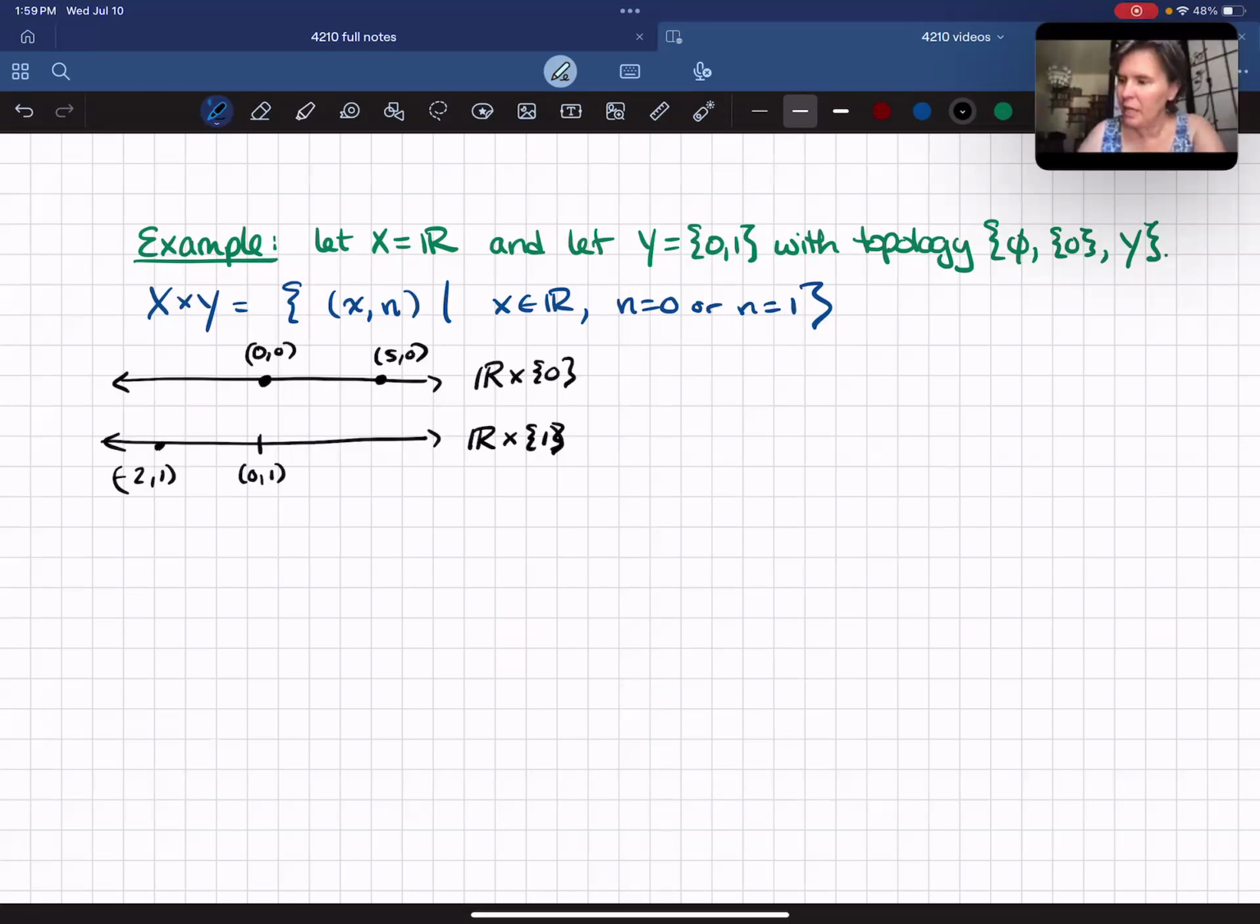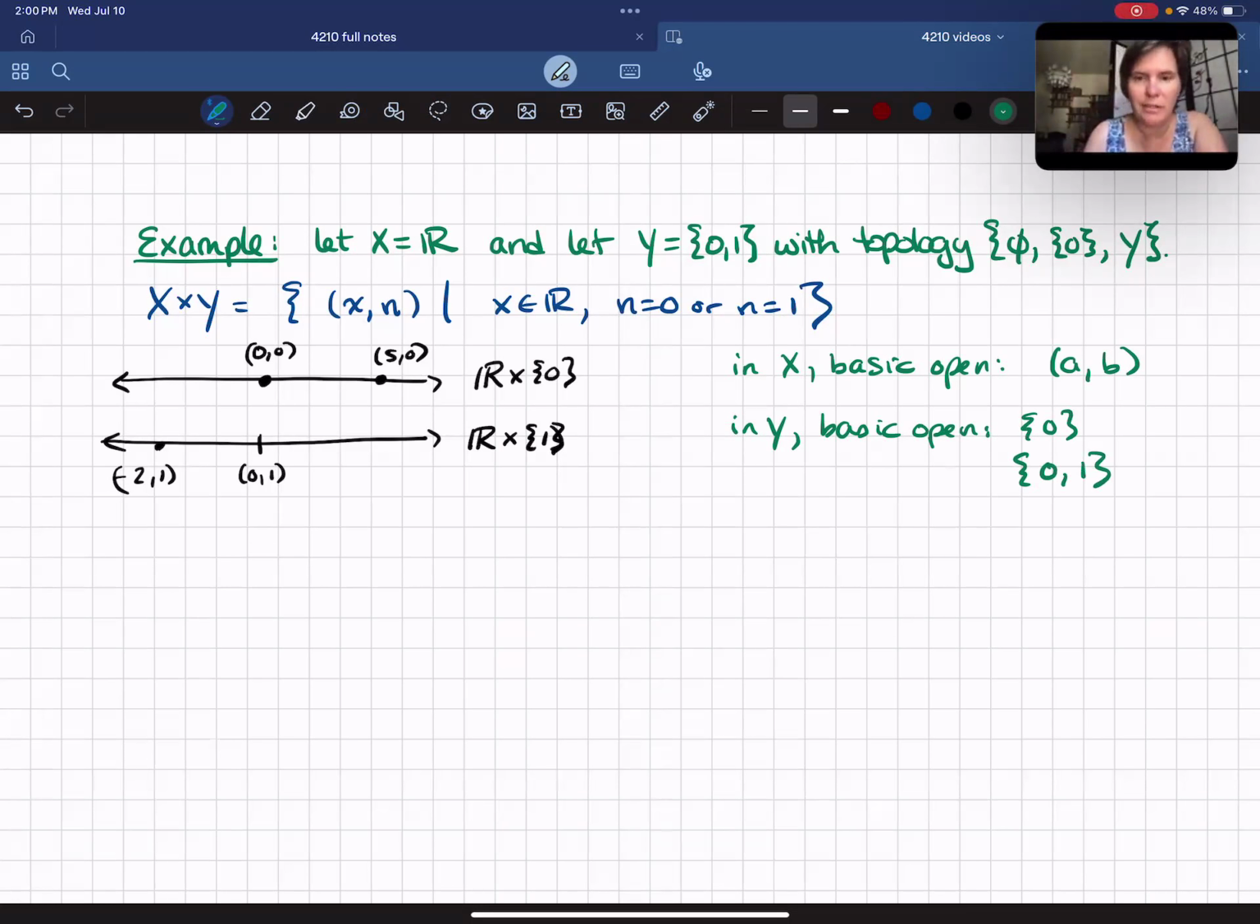Okay, so that's one way that we can visualize R cross {0, 1}. Now the basic open sets in X look like open intervals (a, b). In Y, the basic open sets, well, we didn't actually even give a basis for Y. We just listed the whole topology. So we can just think of the basic open sets as just the non-empty open sets. So the open sets would be either {0} or Y itself, which means {0, 1}, just the two non-empty open sets that are listed.